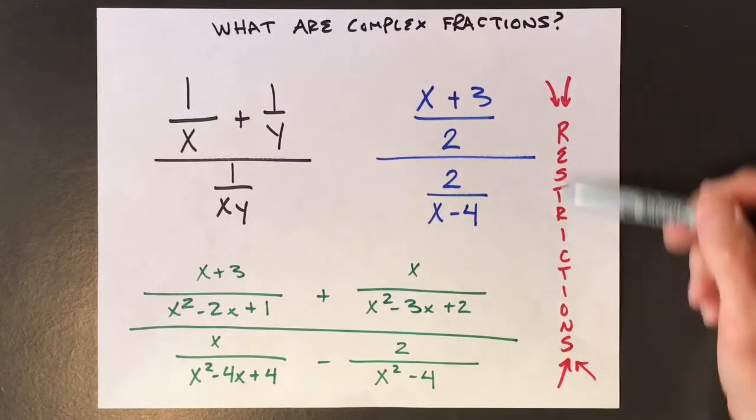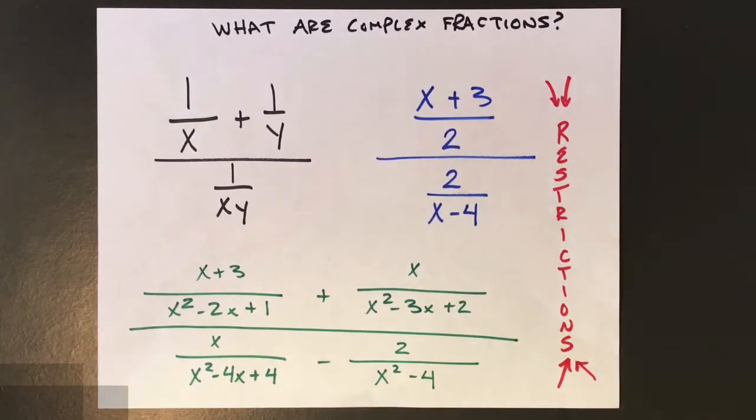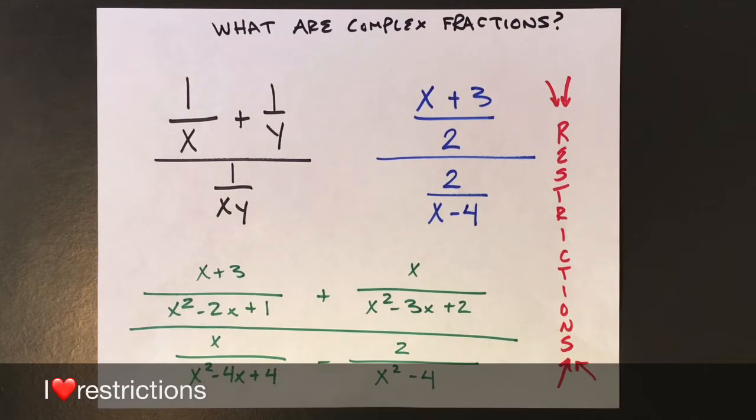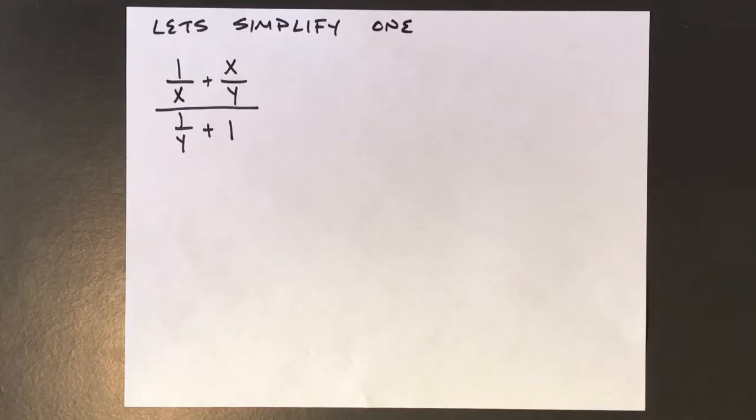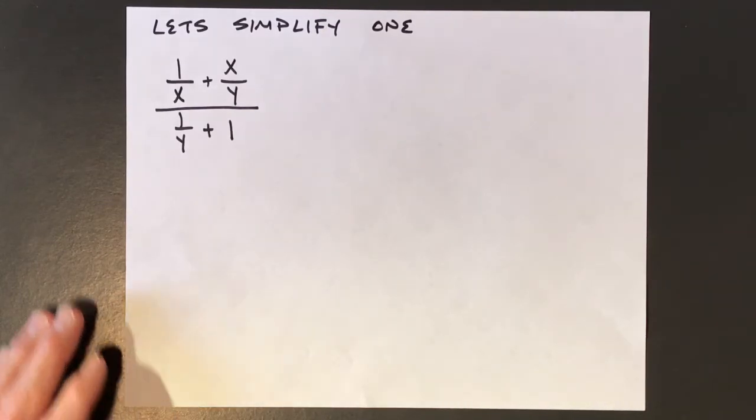And anytime you're dealing with fractions, you might have to be aware of restrictions on your denominator. We can't leave those denominators be equal to 0. At this point, the only thing we're going to do with these complex fractions is simplify them. In the next section, we're going to work on solving them, and you'll find a video for that inside of Schoology. But for right now, let's go ahead and work on simplifying only.